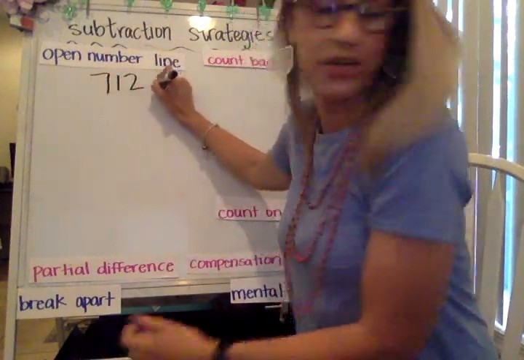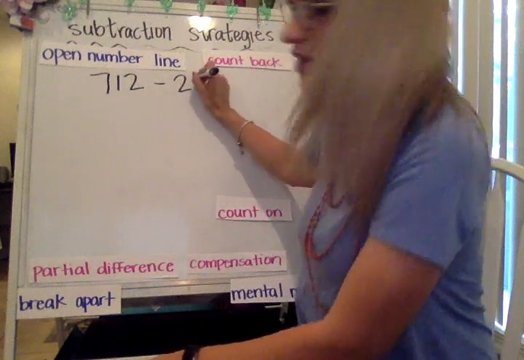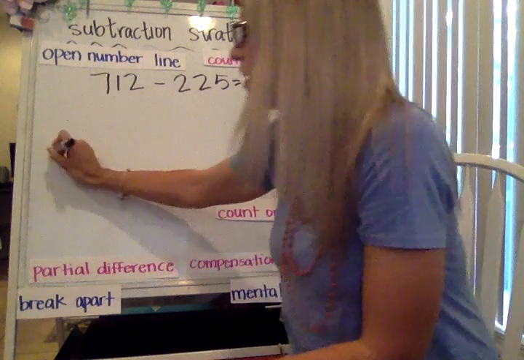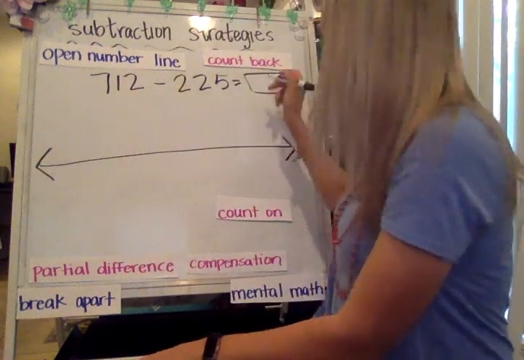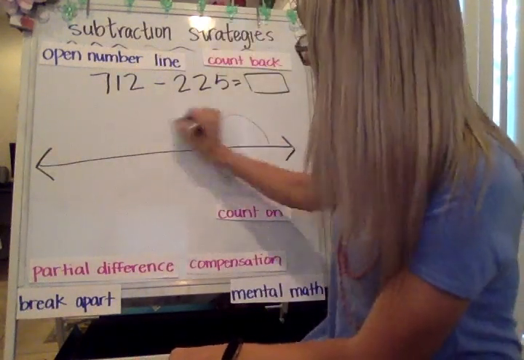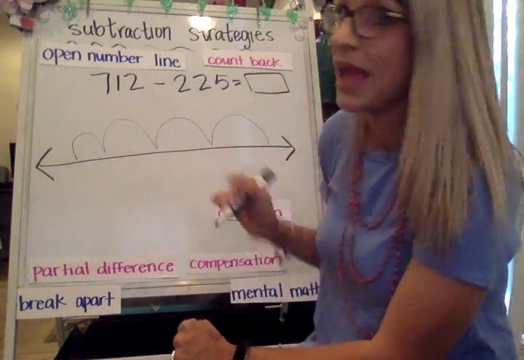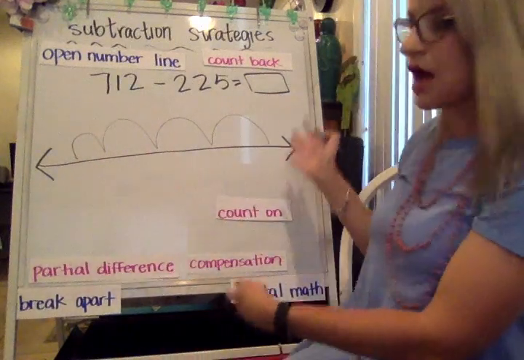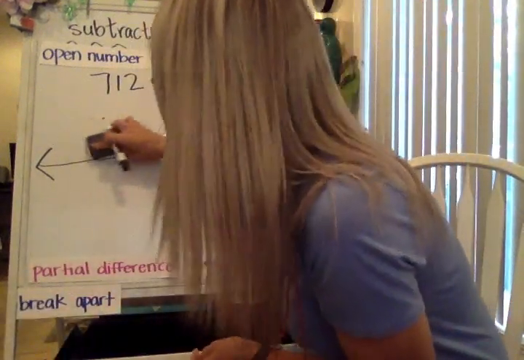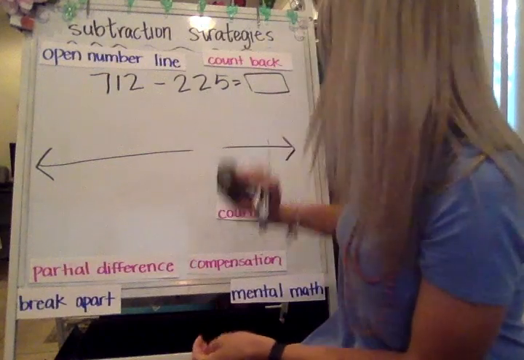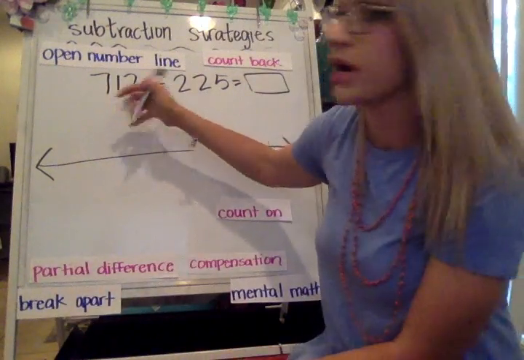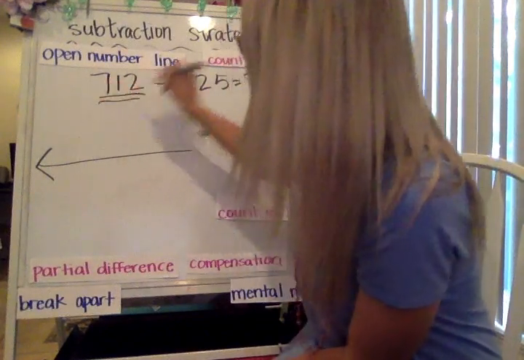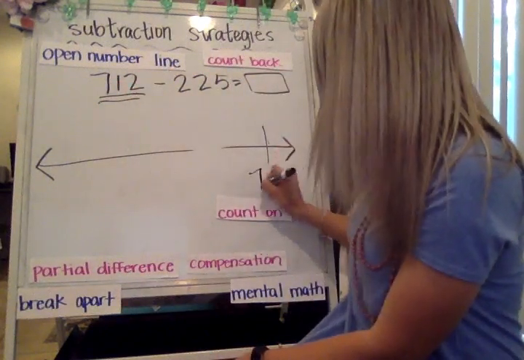So we're going to do 712 minus 225. Now, when I'm using an open number line to count back, your arrow and your bouncing is going to go backwards. If I was using it to count on, it would be starting at a random number and keep on counting upwards. So that can help you remember a little bit on where to place this beginning number. Because we're counting backwards 225, we're starting with the big number, the 712.